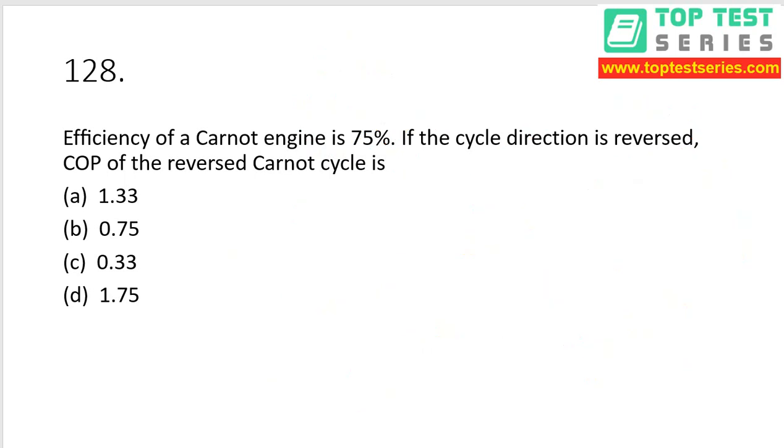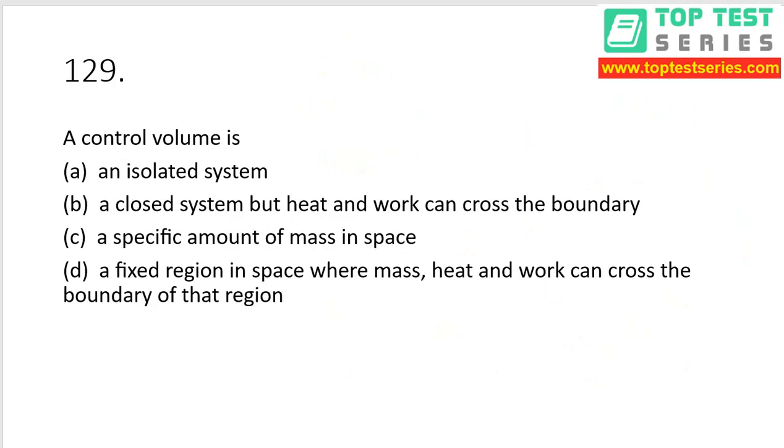Now guys, let's move to question number 129. Control volume is, so this is the definition again. If you know the definition, you can write the answer. An isolated system, a closed system, but heat and work can cross the boundary. A specific amount of mass in shape, and a fixed region in space where mass, heat and work can cross the boundary of that region. So the answer for this question is what, my dear? D. A fixed region in space where mass, heat and work can cross the boundary of that region.